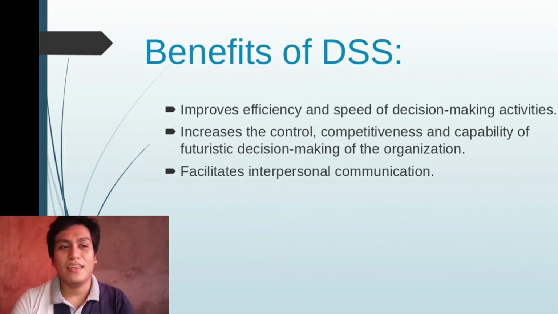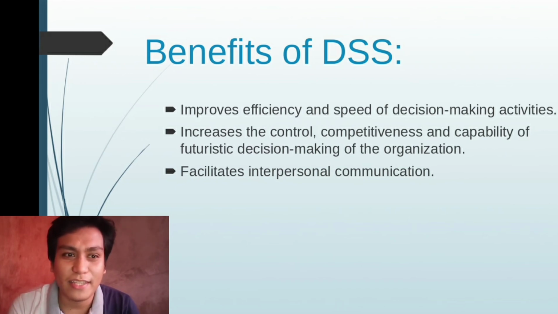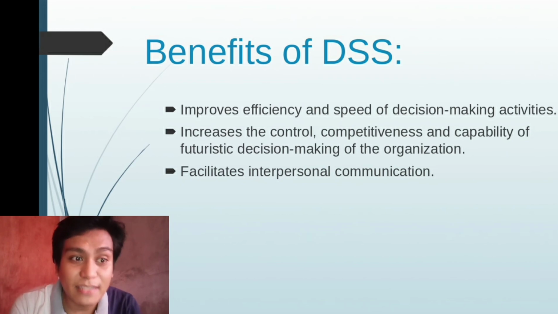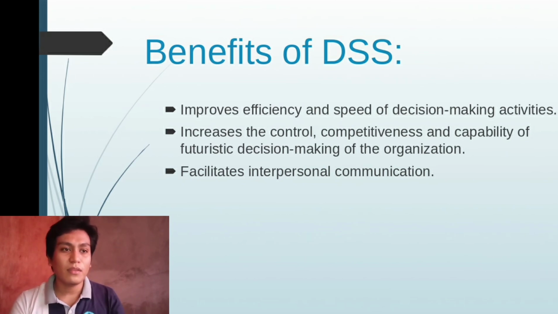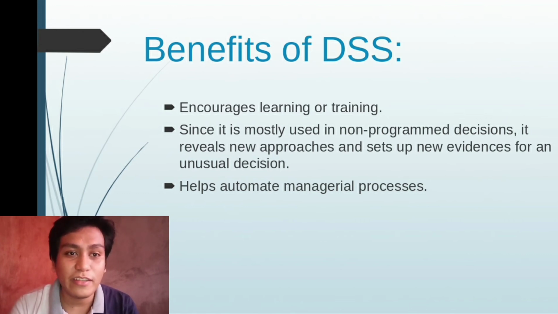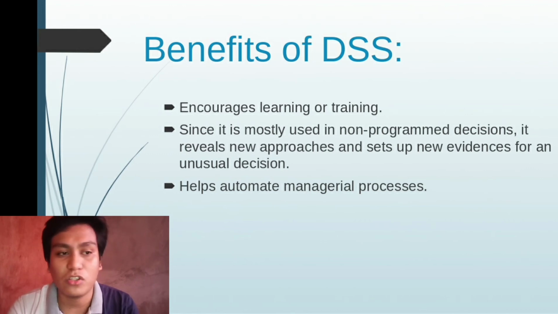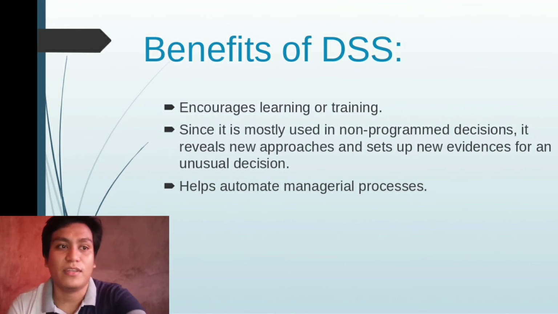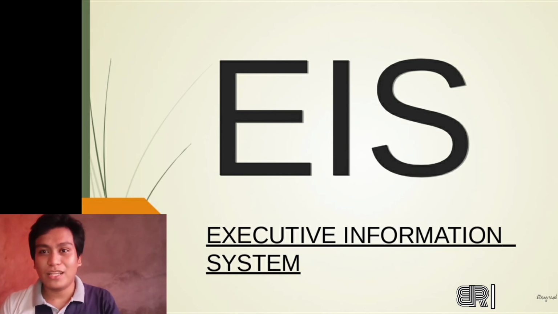Benefits of the DSS: improves efficiency and speed of decision-making activities, increases the control, competitiveness, and capability of futuristic decision-making of the organization. It facilitates interpersonal communication. It also encourages learning and training. Since it's mostly used for non-programmed decisions, it reveals new approaches or sets up new evidence for an unusual decision, and helps automate managerial processes. So we're now down to the last topic, which is the EIS, Executive Information System.